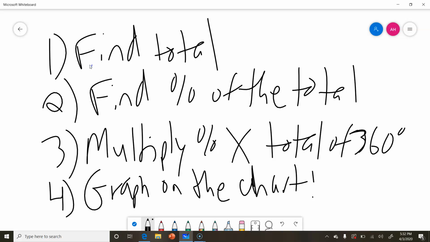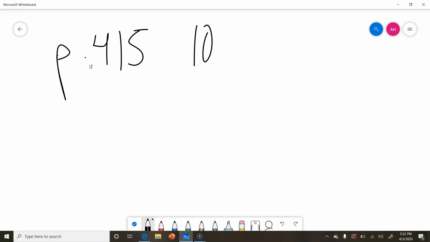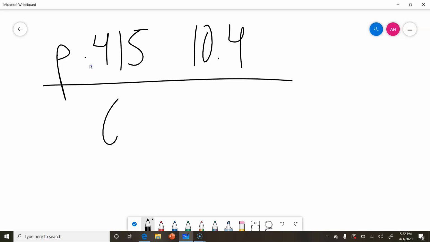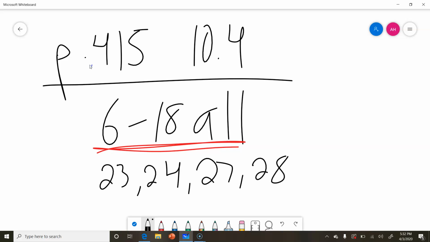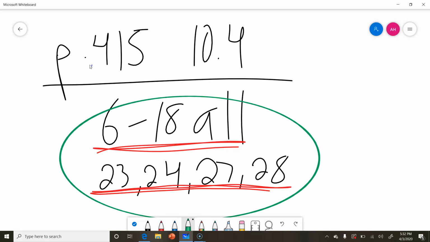Not too bad. Okay, so here's the homework that we're going to do from that. If you need to write that down, go ahead and pause the video. But here's the homework. We are on page 415. This is where the homework starts. 415. This is 10.4. We are going to be doing 6 through 18 all. Then some ones that have the pie chart. We're going to do 23, 24, then 27, and 28. Now, these last ones here are just like the ones I just did. Okay, so that is perfect right there.